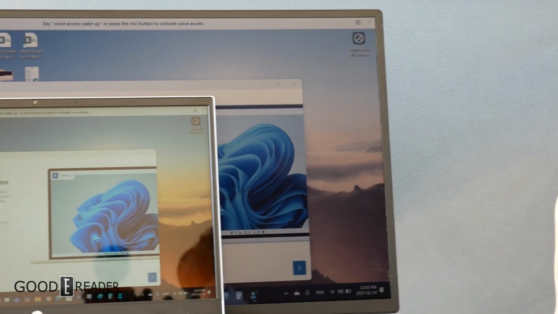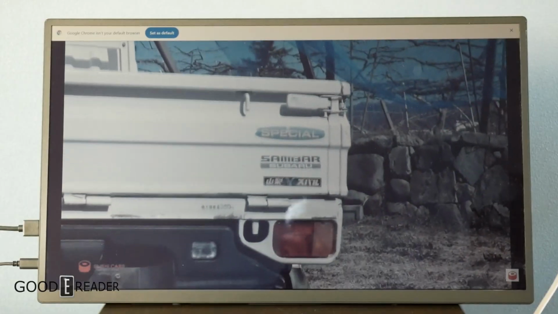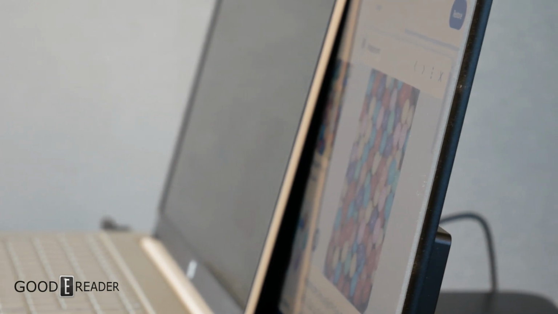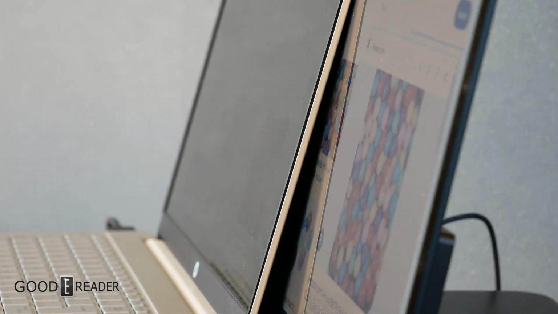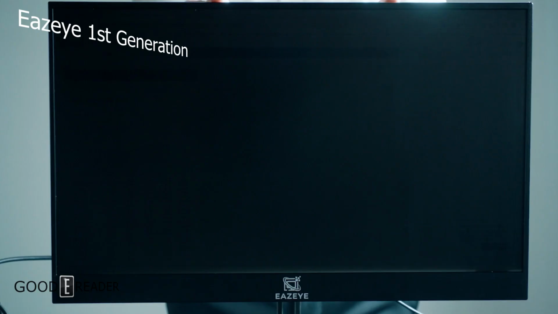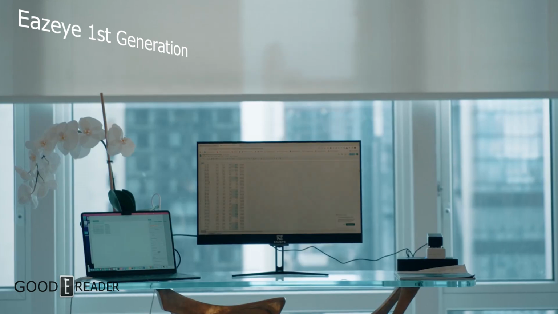A lot of light is wasted on traditional LCD devices. But Eazeye, with their latest technology, has been trying to combat that to the best of their abilities. So now let's talk about the build. To be honest, the first generation of monitor almost had a little bit of a prototype feel, as even though it was released, it mostly was.